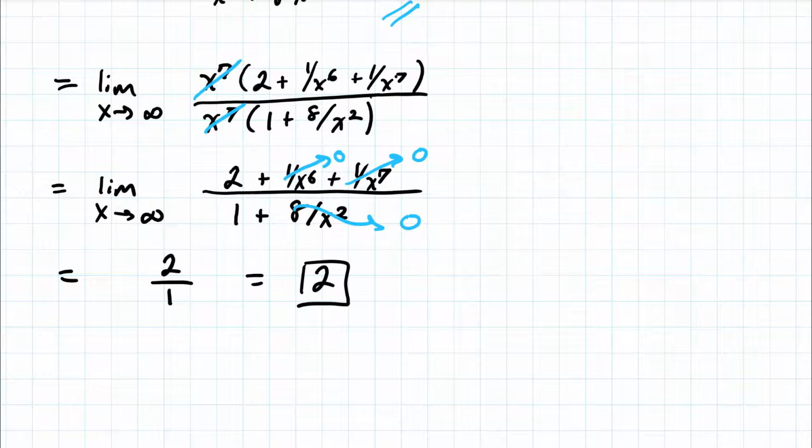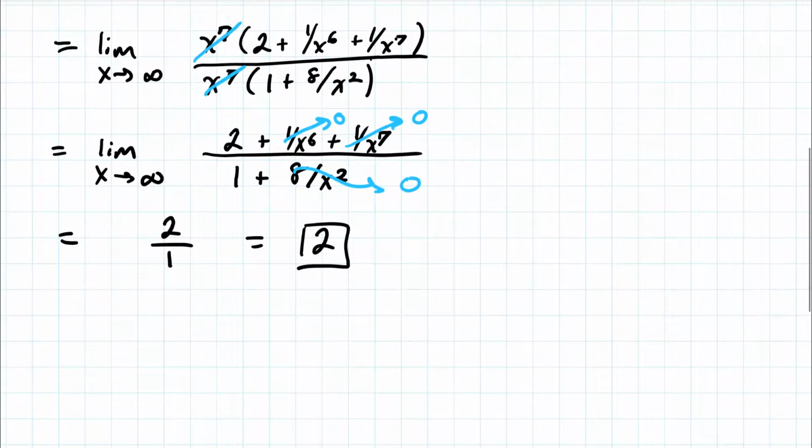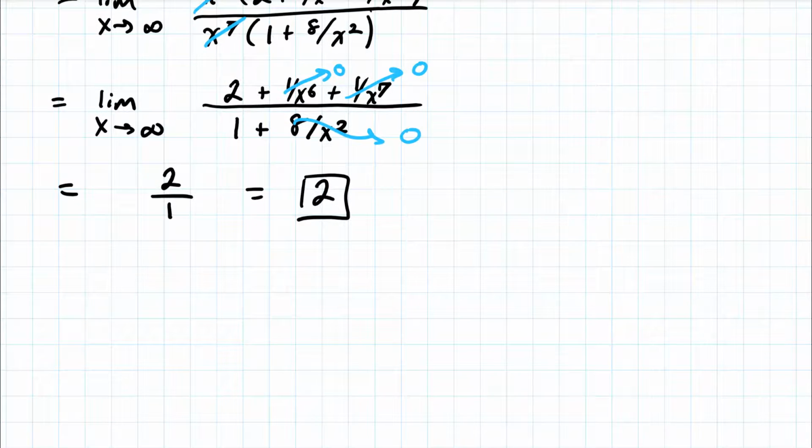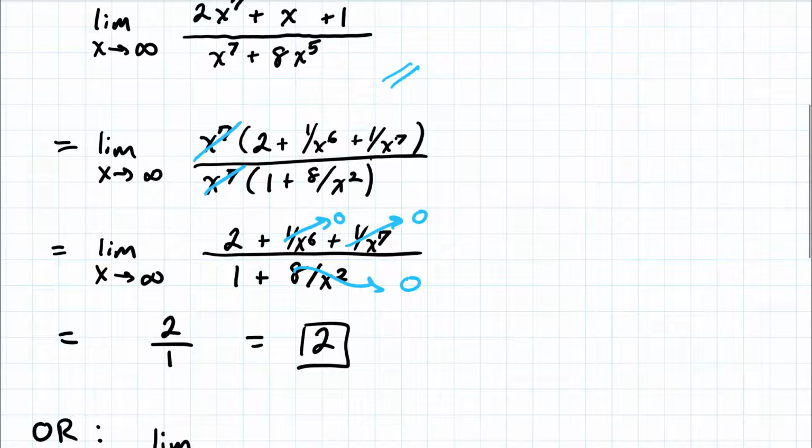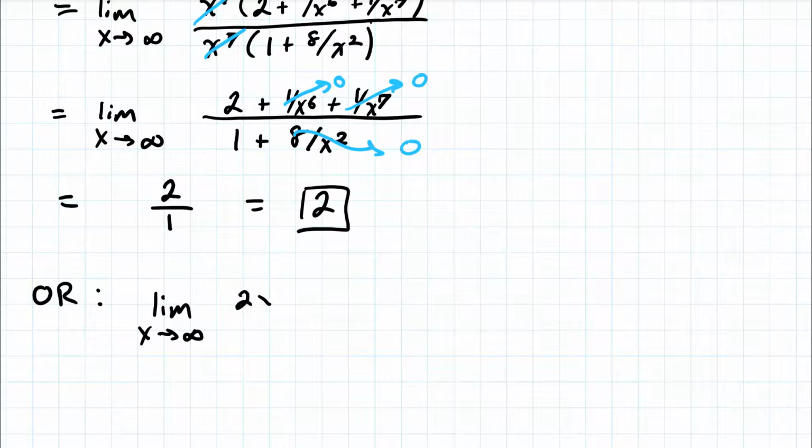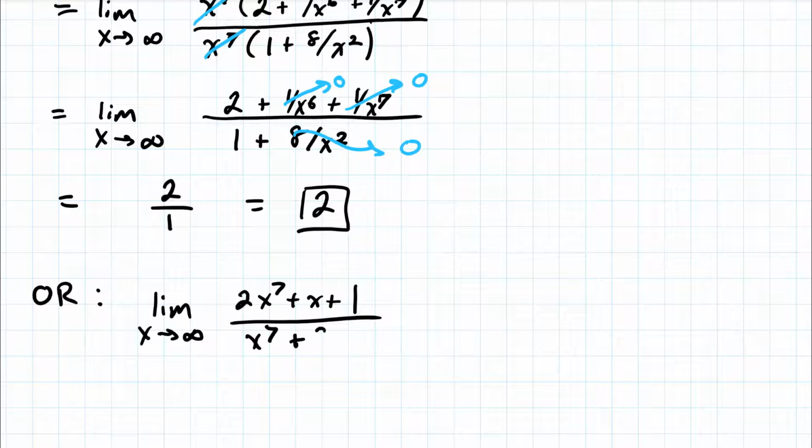Okay? So that's one way to do it, and it's a little more rigorous, at least when you first learn this. Another approach would be the following. If you take the original problem, the limit as x goes to infinity of 2x to the 7th plus x plus 1 all over x to the 7th plus 8x to the 5th.